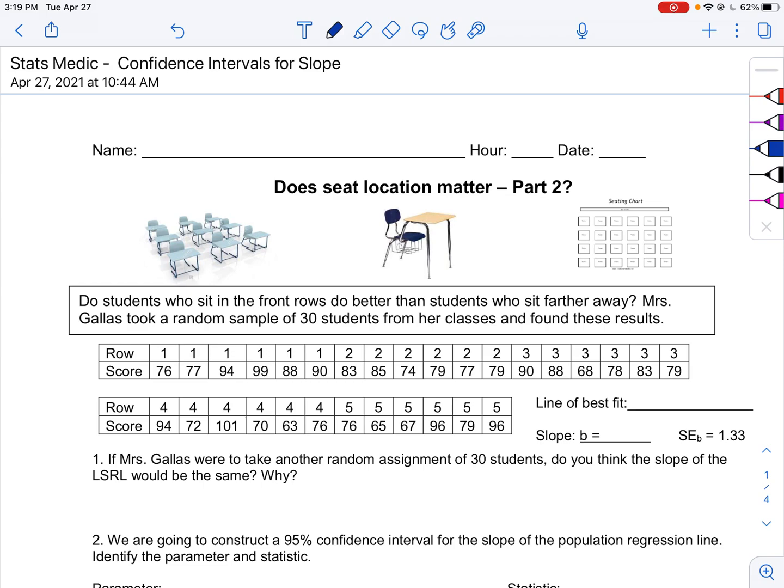Today's lesson is confidence intervals for slope. Do students who sit in the front row do better than students who sit further away? Mrs. Gales took a random sample of 30 students from her classes and found these results. We have rows 1, 2, 3, 4, 4, and 5, and then we also have our scores for each of those students.